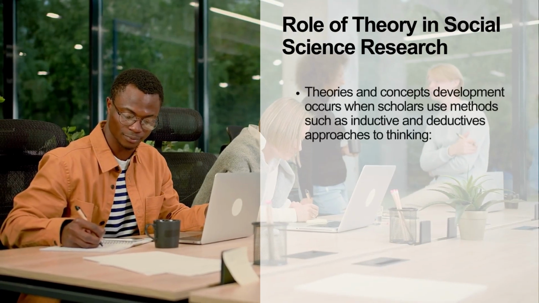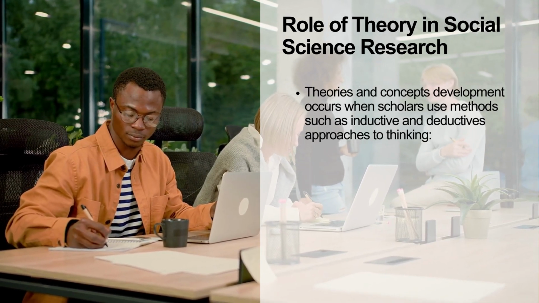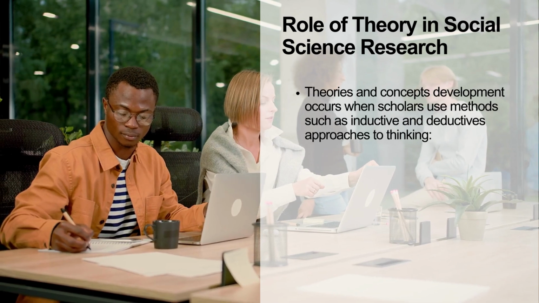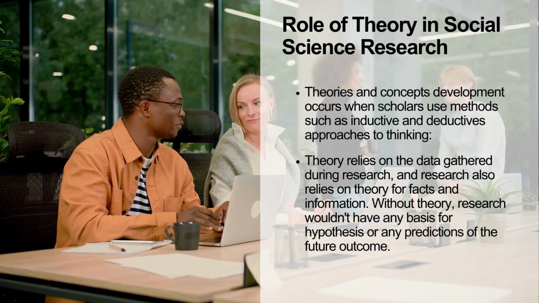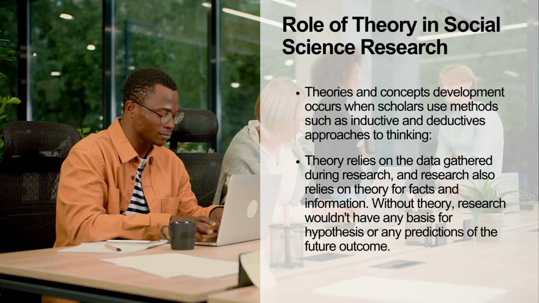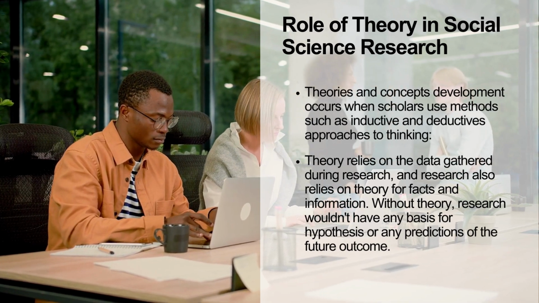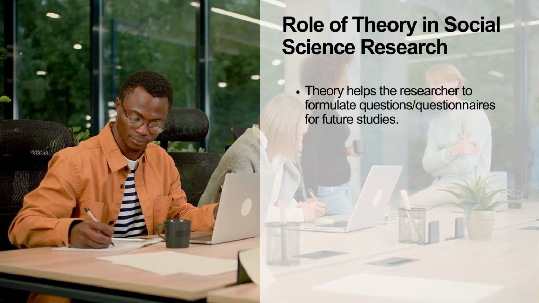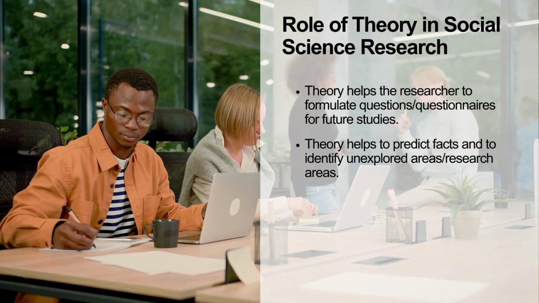Theories and concepts development occurs when scholars use methods such as inductive and deductive approaches to thinking. Inductive reasoning takes information gathered from specific events and derives a general statement or theory to describe the underlying principle. In research, theory relies on the data gathered during research, and research also relies on theory for facts and information. In short, they rely on each other in order for each other to exist. Without theory, research wouldn't have any basis for hypothesis or any predictions of the future outcome. Theory helps the researcher to formulate questions/questionnaires for future studies. Theory helps to predict facts and to identify unexplored areas/research areas.